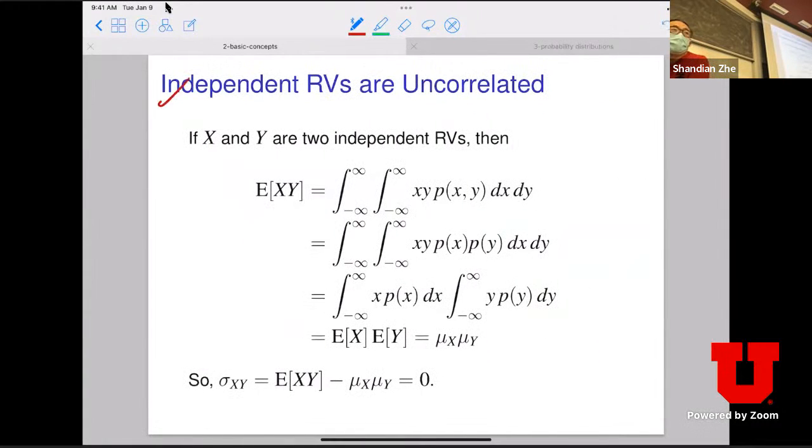Okay, so here is the conclusion. Independent random variables are uncorrelated. I'm not going to go through this, but I believe this is easy for everyone. You can basically use the definition of independence to show that the covariance of the two random variables is simply 0, because the expectation of xy is exactly the product of their expectations. So their difference is simply 0. That means the covariance is 0. But that does not mean that if the covariance is 0, then they're independent. These are two different things.